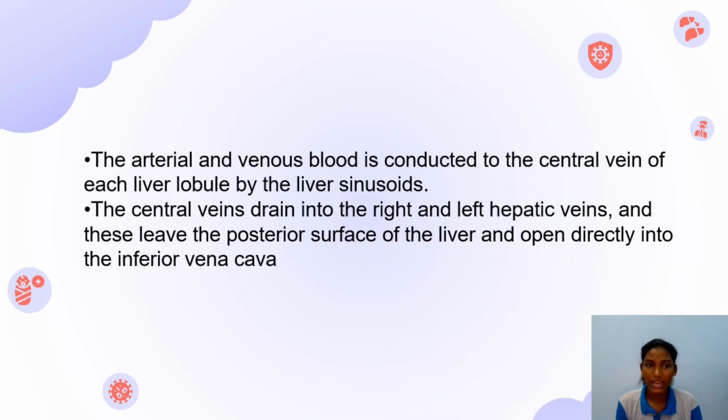The arterial and venous blood is conducted to the central vein of each liver lobe by the liver sinusoids. The central veins drain into the right and left hepatic veins, and these leave the posterior surface of the liver and open directly into the inferior vena cava.